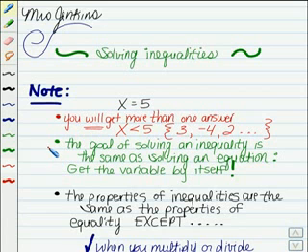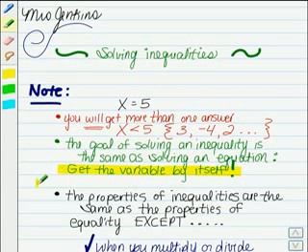Now, the goal of solving an inequality is the same as when you're solving an equation. You want to get that variable all by itself. How do you do that? Well, you're going to use the properties of inequalities, and they're exactly the same as the properties of equality with one exception. But first of all, let's review those properties.